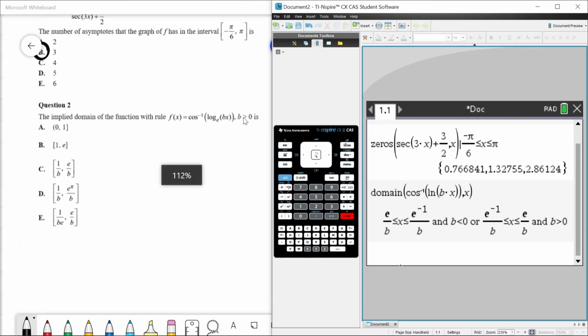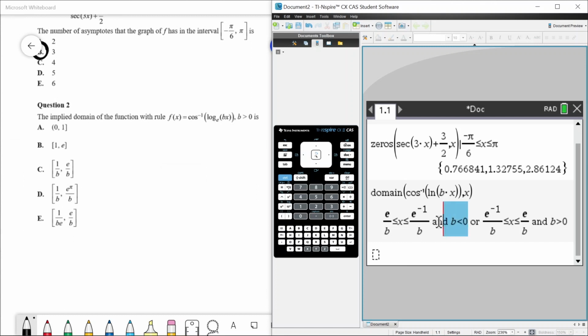Now we also need b greater than 0. As you can see, there are 2 cases. We have some set of inequalities or some set of inequalities, and we want the one where b is greater than 0. So this is 1 over e times b and then e over b. So that's going to be option E.